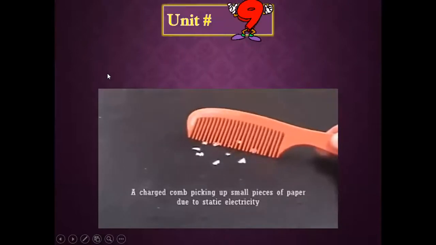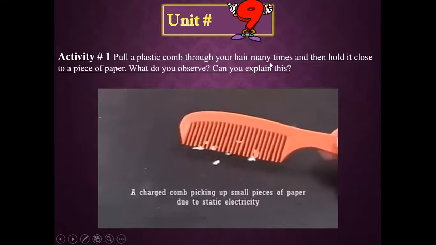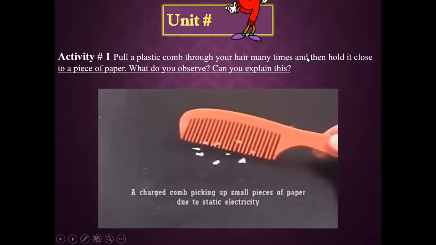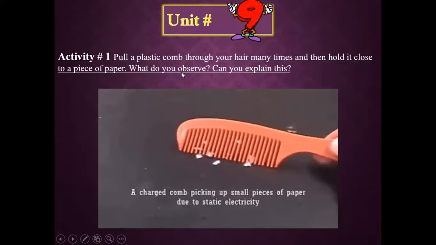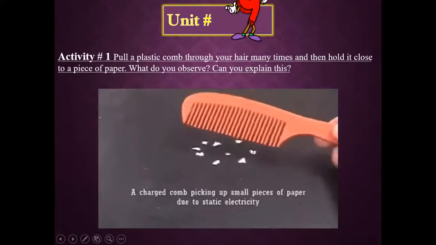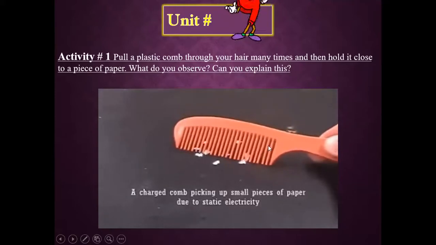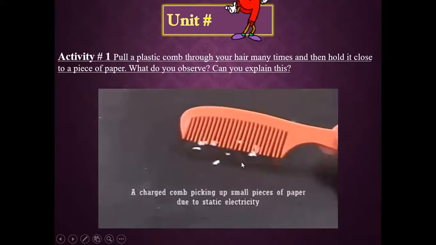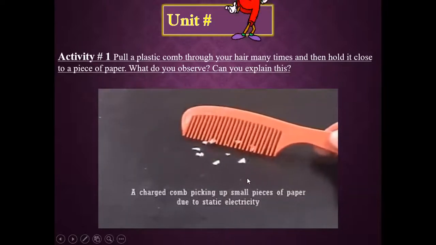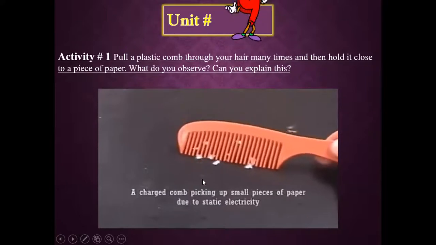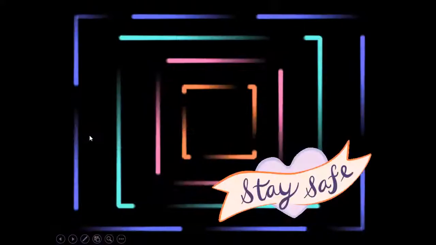Now we come to an activity. Activity number 1: pull a plastic foam through your hair many times, and then hold it close to a piece of paper. What do you observe? Can you explain this? Students, when you rub a comb to your hair, it creates static electricity and it can start picking up a small piece of paper due to static electricity. So do this activity at home and keep enjoying learning.